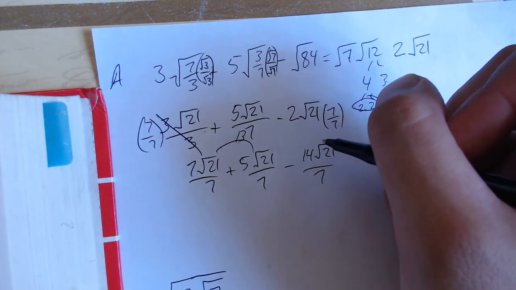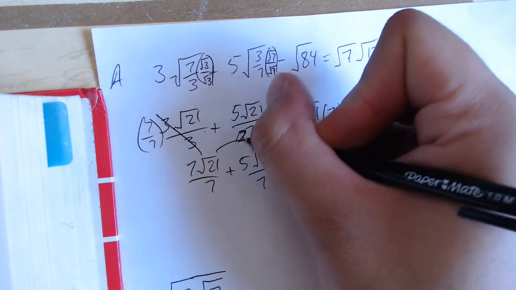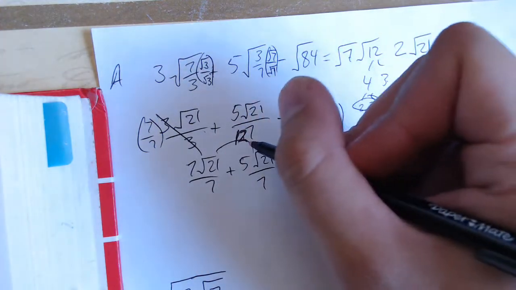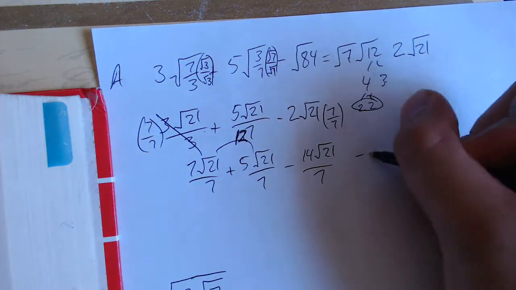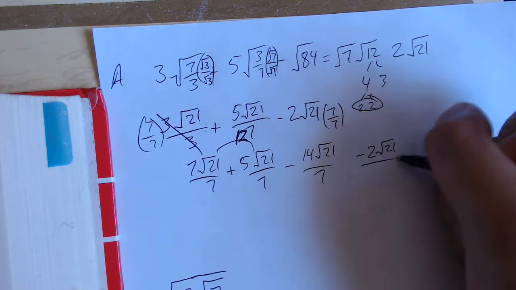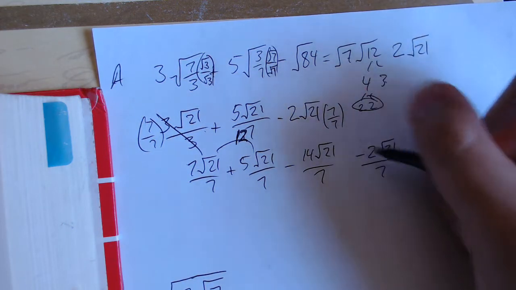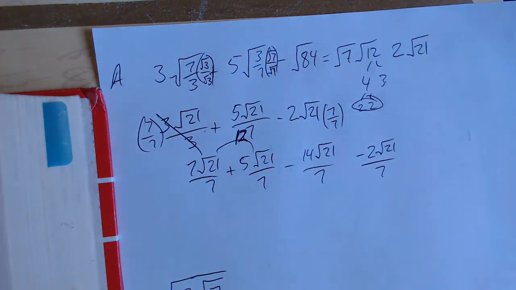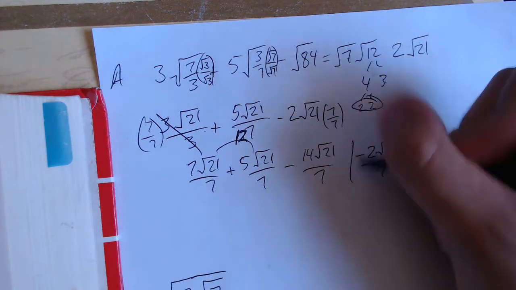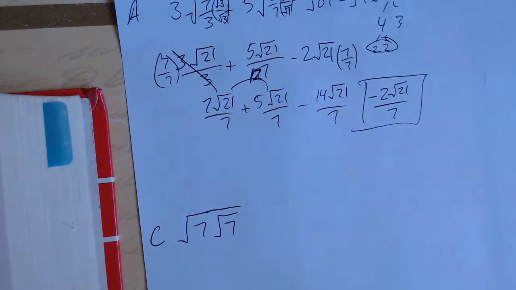13 minus, I'm sorry, not 13, 12. Ooh, having a rough morning. Alright, 12. 12 minus 14 gives us negative 2 root 21 over 7. And let me double check. Yep. Okay, that's our final answer. Alright. Having a tough addition day.